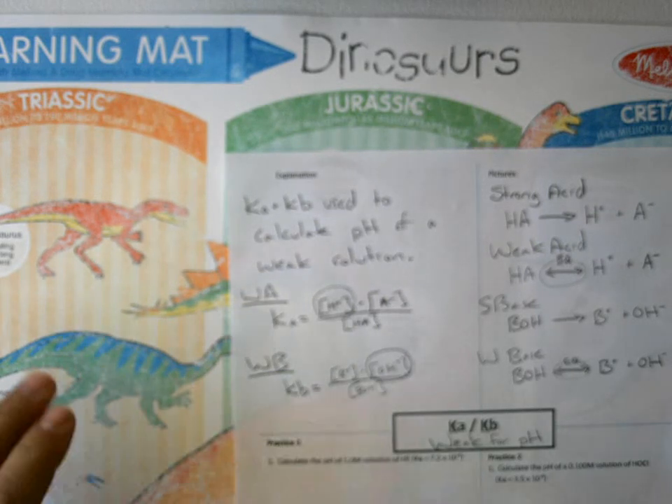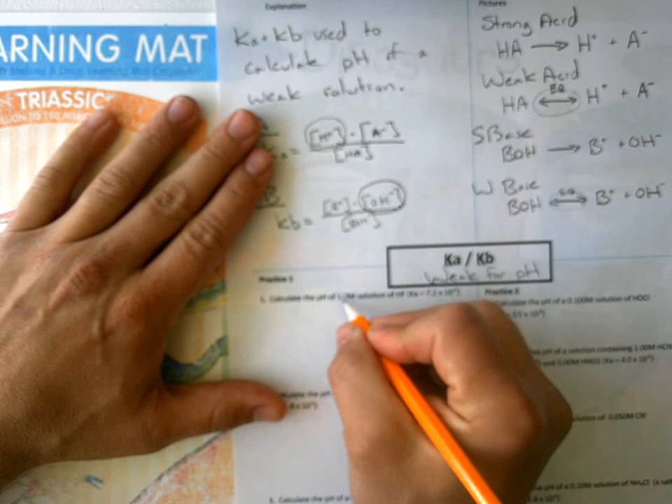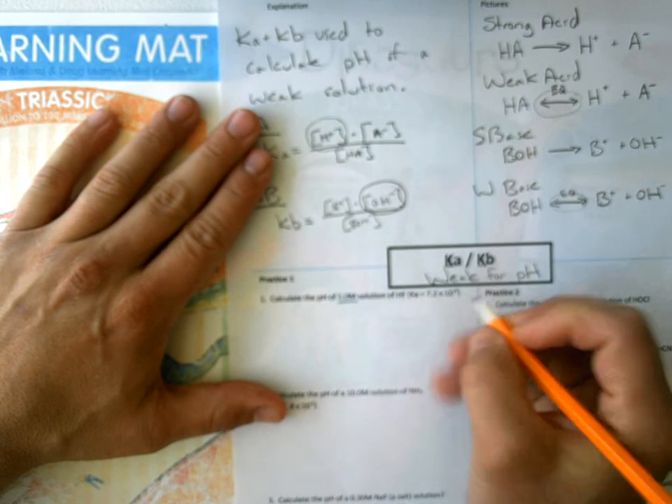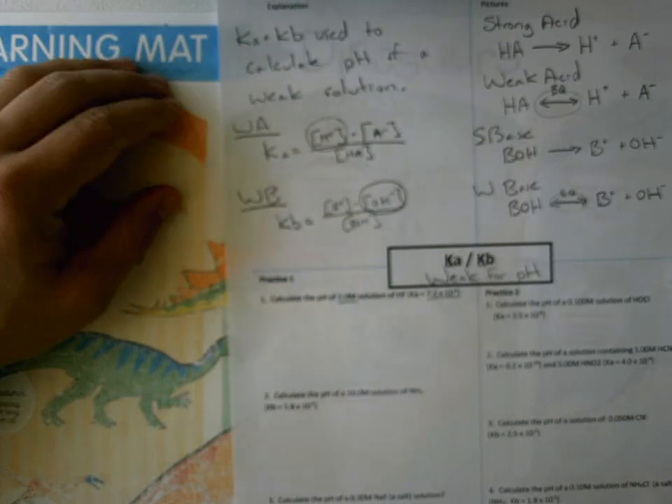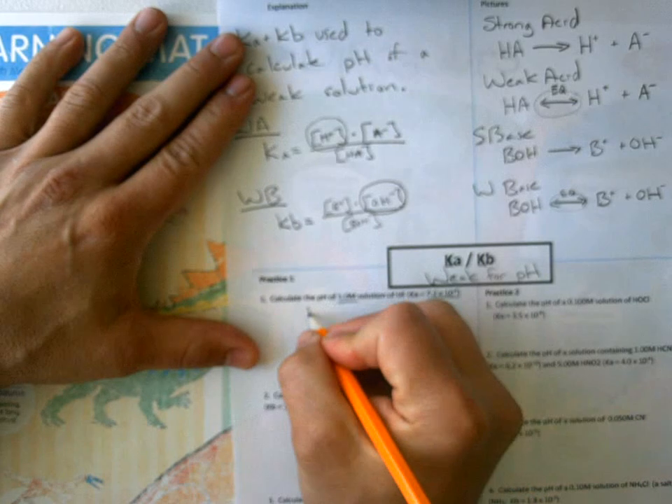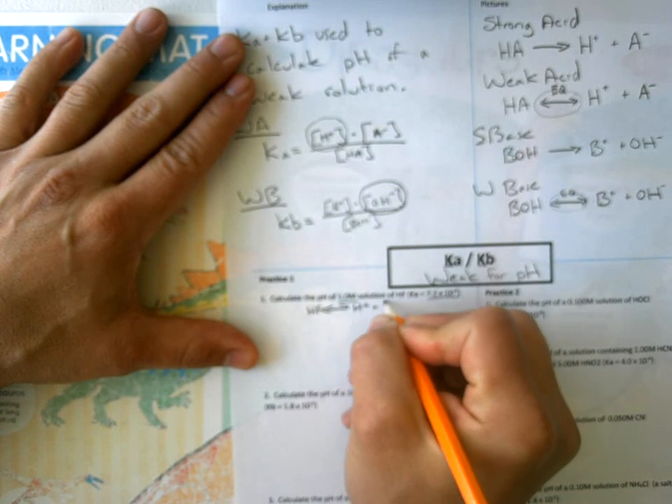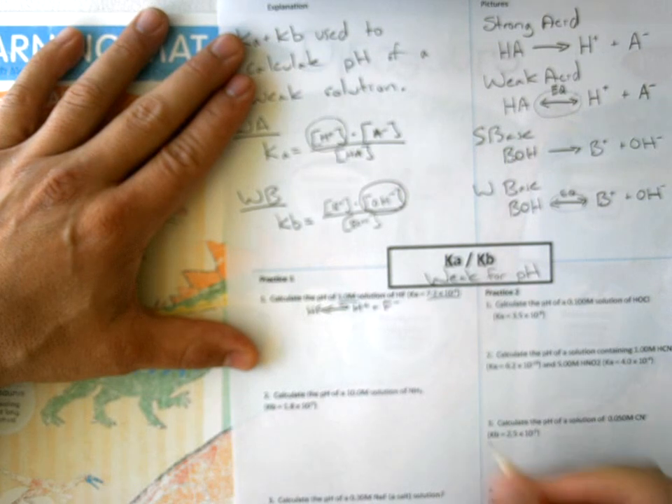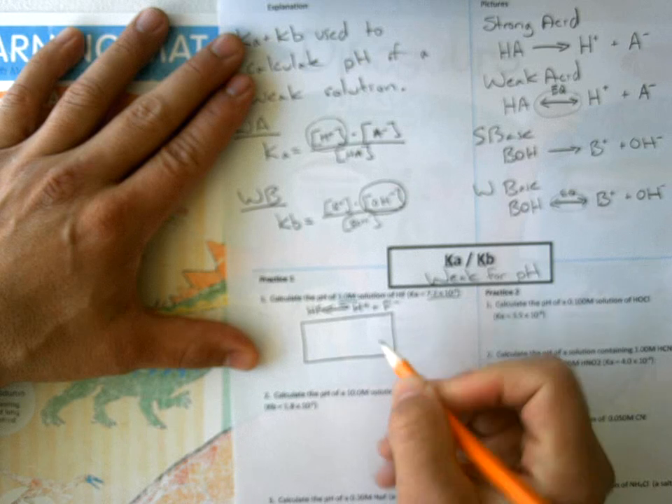Okay, let me go through a couple of practice problems with you now. Calculate the pH of a 1 molar solution of HF, and it gives us the Ka value is 7.2 times 10 to the negative fourth. So I'm going to start out by writing HF dissociates into H plus plus F minus. And now I'm going to set up a little ICE table.